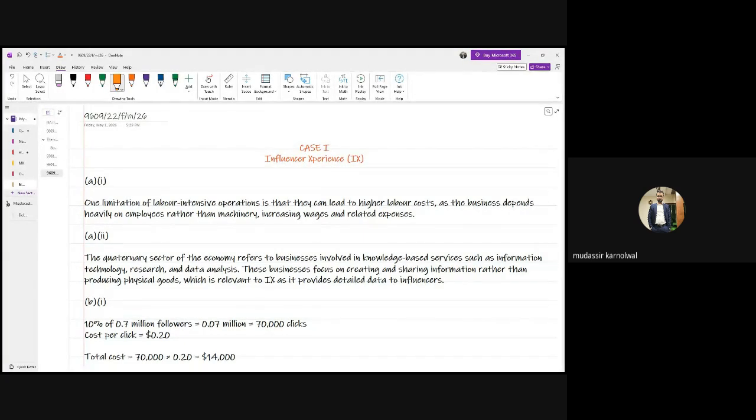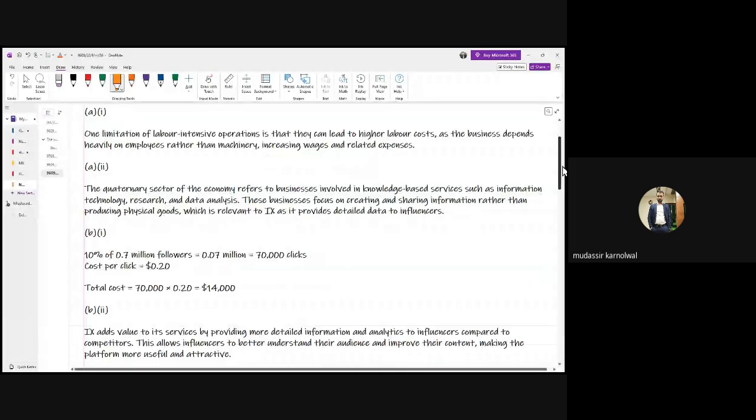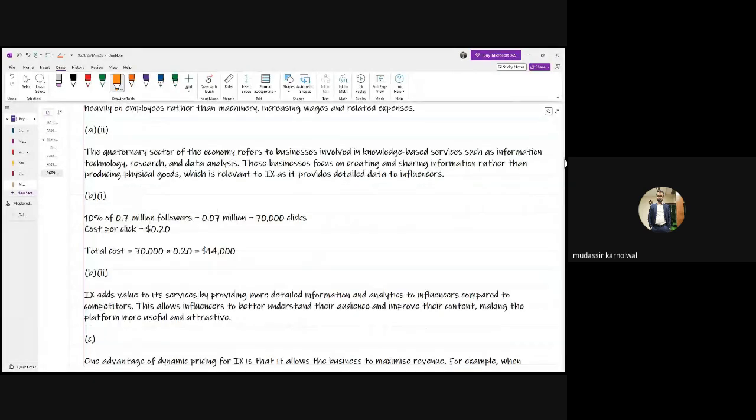Okay? Now B1, I already explained to you: 10% of 7 million, that is 0.07 million, which is 70,000 clicks. Cost per click was 0.20. So technically you have to multiply 70,000 with 0.20 and you are going to get the answer, that is 1,40,000. Oh, sorry, 14,000. It's 0.20, right? Not 20. So you get the answer 14,000.